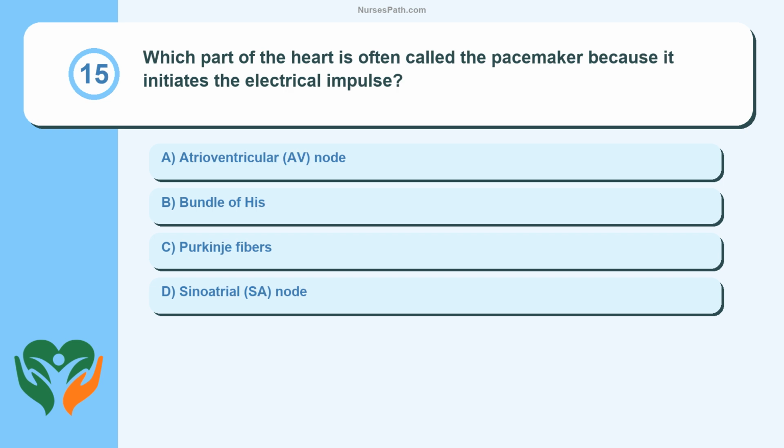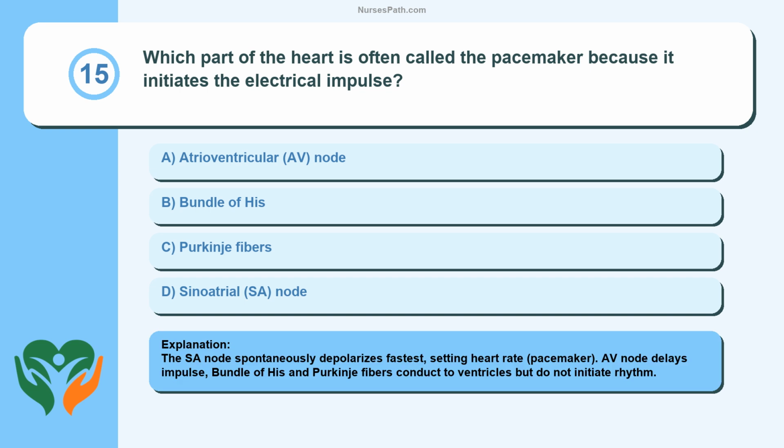Question 15. Which part of the heart is often called the pacemaker because it initiates the electrical impulse? Atrioventricular, AV, node. Bundle of His. Purkinje fibers. Sinoatrial, SA, node. The SA node spontaneously depolarizes fastest, setting heart rate, so it is the pacemaker. The AV node delays the impulse, and the bundle of His and Purkinje fibers conduct to the ventricles but do not initiate rhythm.